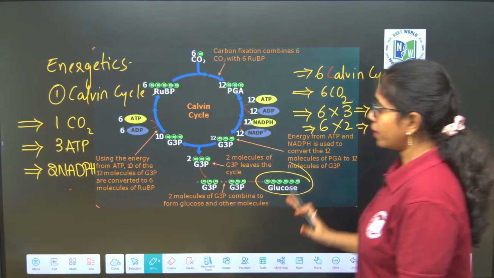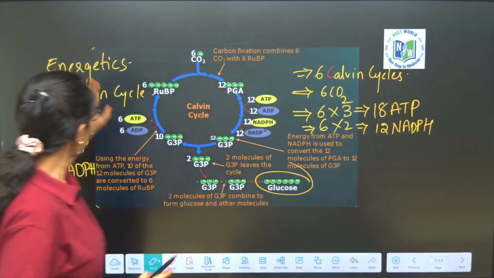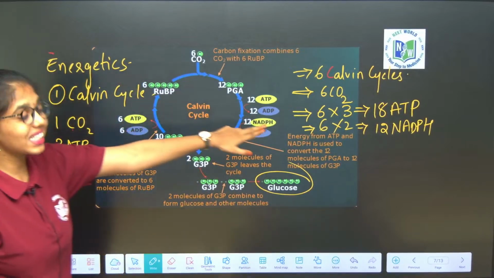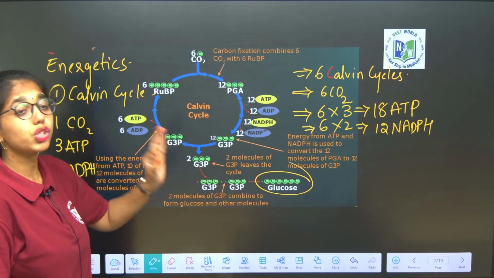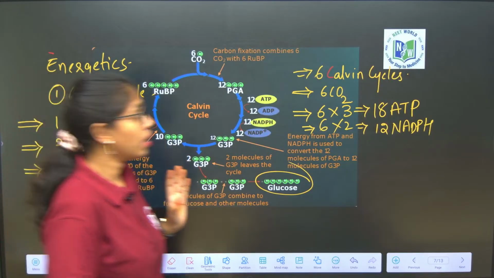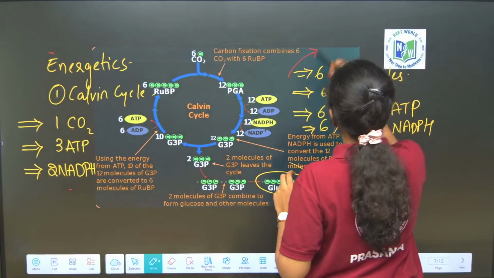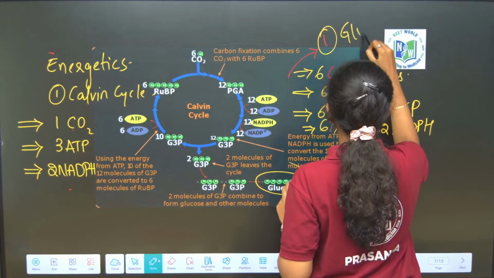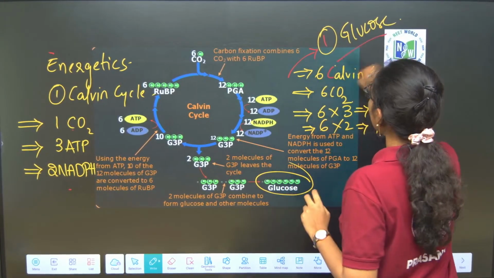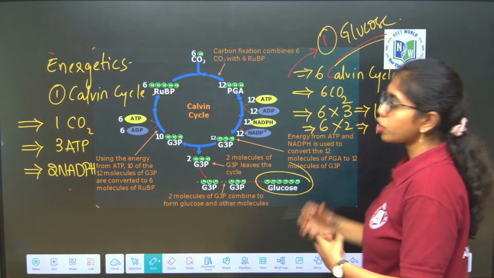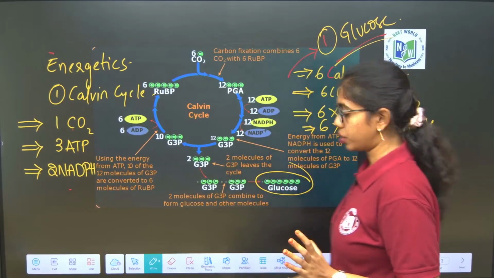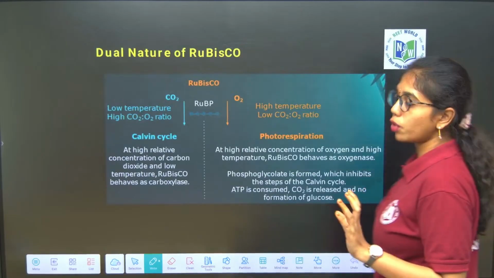Clear, right? So here, completely for 1 carbon dioxide and for 6 carbon dioxides, I have given you the energetics. This is very much important for your NEET. And this is for 1 glucose molecule, right? So along with this, let us also discuss photorespiration. Today we will be ending with photorespiration.